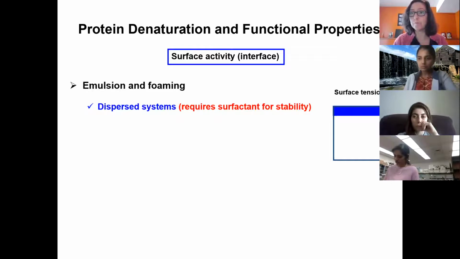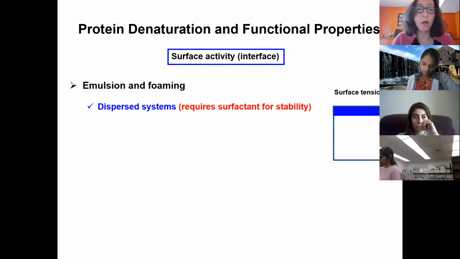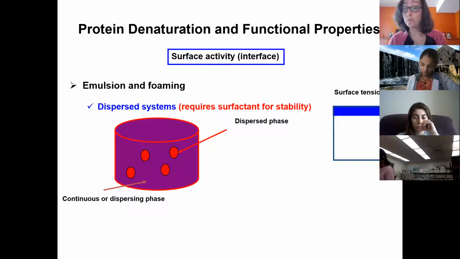So we need work first. You need to get some mixing, homogenization. So you need force, you need work to mix these two phases, and you need stabilizers. So you need something that can reduce the surface tension and make the colloidal system stable. Okay, so we have dispersed systems. If we want them to be stable, we need those surfactants or those molecules that would keep that dispersed system stable.